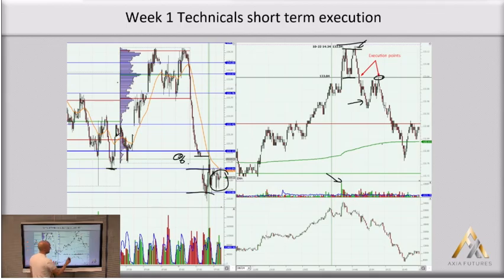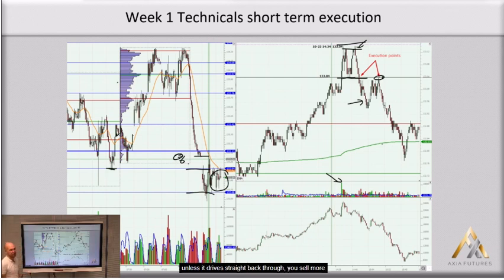Same principle though, if you've sold it there and you're looking for it to go to the low 90s, mid 80s, don't get out when it comes back, because if you didn't sell it, you'd be selling it. So if it comes back, if anything, sell more. Unless it drives straight back through you, sell more. Like we said before, unless it shows you a change in the momentum, keep selling. Yeah, exactly. There's nothing saying you're wrong there.